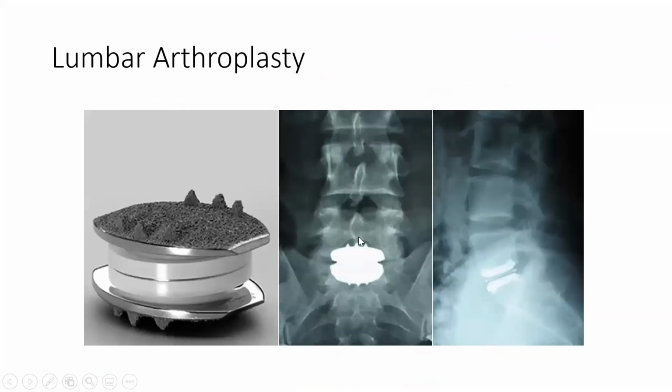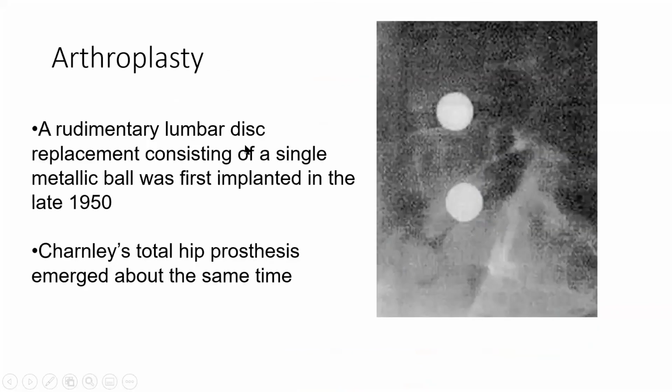A little about lumbar arthroplasty. So obviously, if you can put a fusion cage in here, you can put a disc replacement in. Arthroplasty has been around since the 1950s. The first guys were lucky enough to get a metal ball bearing, which obviously didn't work very well. At the same time, Charnley started with his hip stuff.